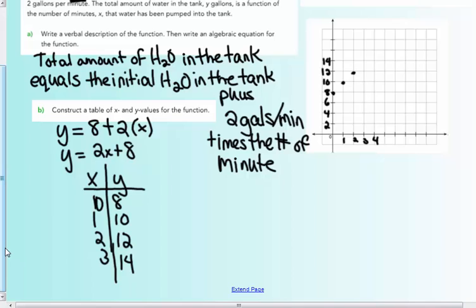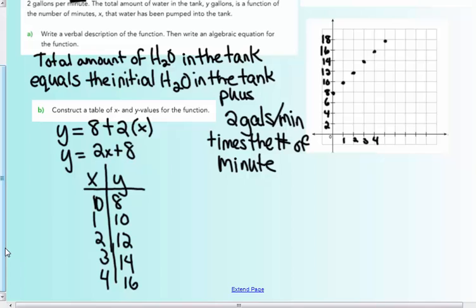So 3, 14, we could even get 4, 16 on here, right? And yes, we could get 5, 18 on here as well. We could keep going with this.